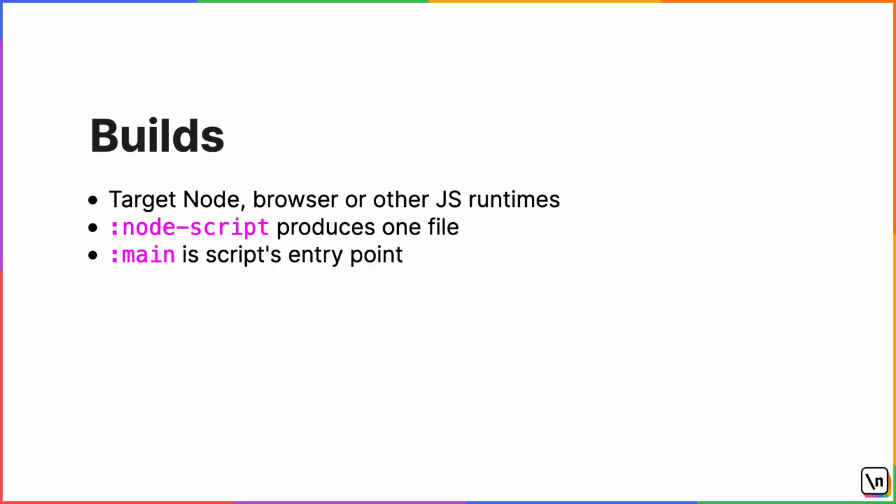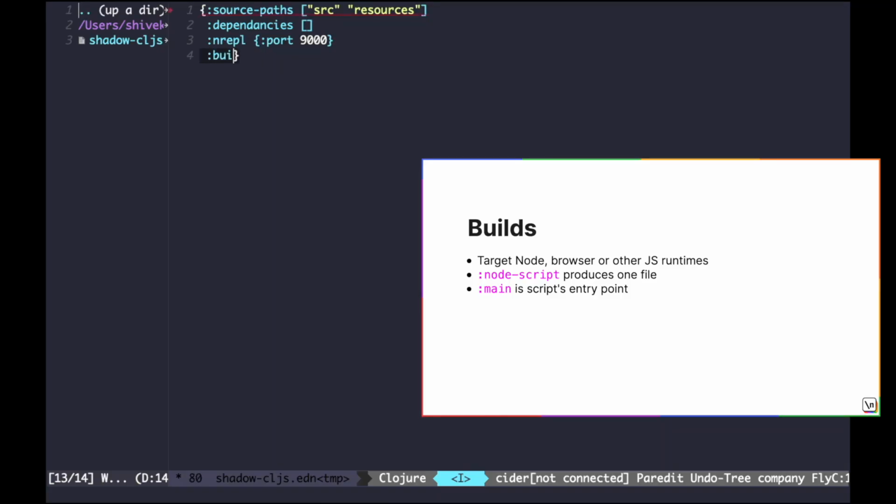Shadow can be used to target multiple JavaScript outputs. You can produce code suitable to be shipped as an NPM module, code suitable to be used in a browser, or something else. The builds option helps you configure just that.